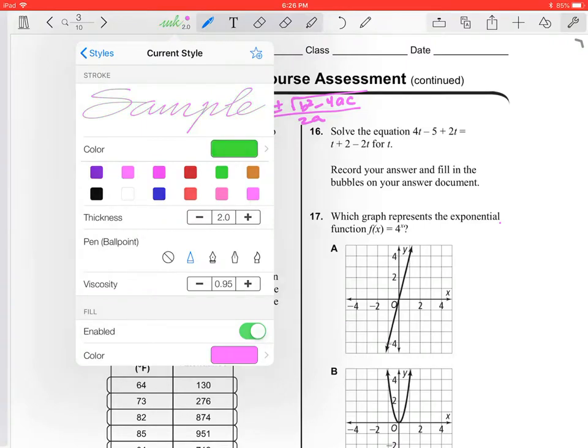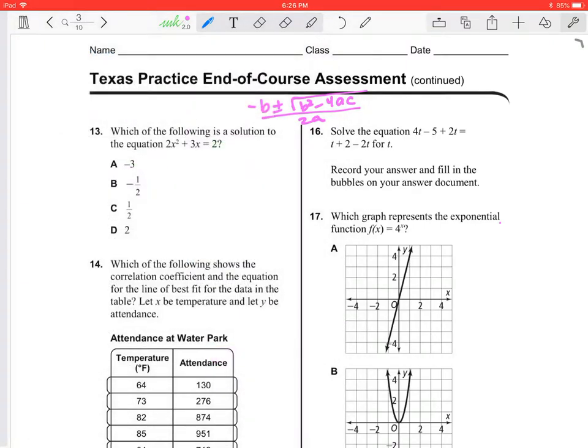So I'm going to simply set this equation equal to 0. In order for us to use this, it has to be in standard form, which is ax squared plus bx plus c. So I'm going to rewrite this as 2x squared plus 3x minus 2 is equal to 0. Our a value is 2, our b value is 3, and our c value is negative 2.